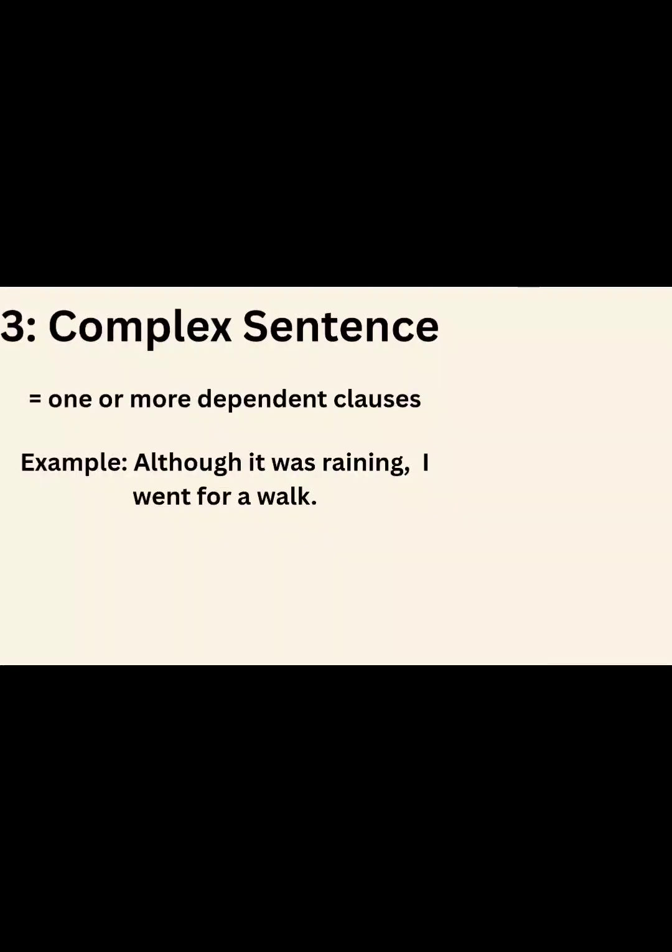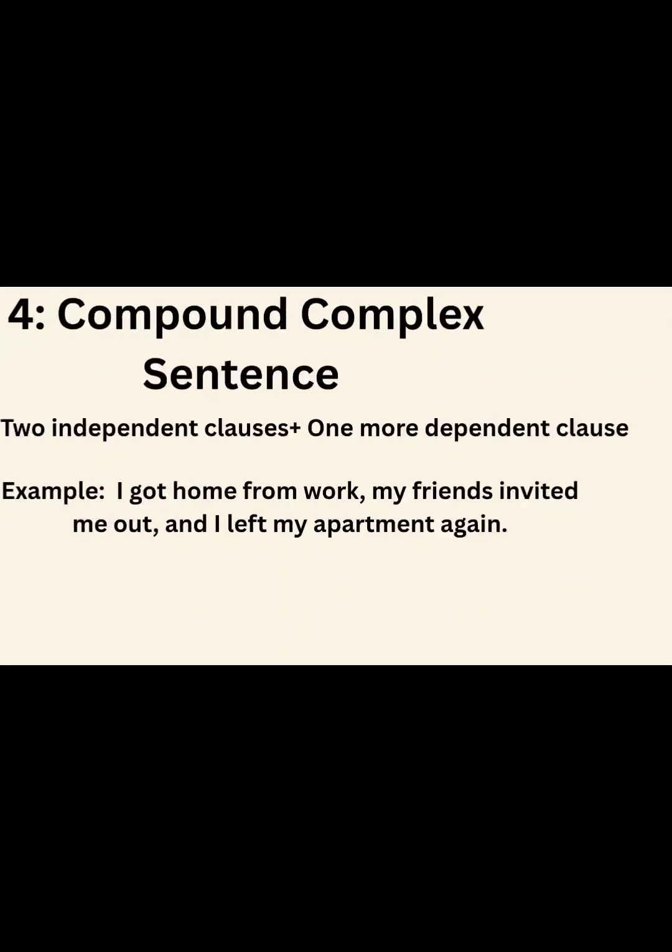Now we move on to category number 3, complex sentences. A complex sentence is based on one or more dependent clauses. For example, although it was raining, I went for a walk. In this sentence we can see that there is an independent clause and a dependent clause.